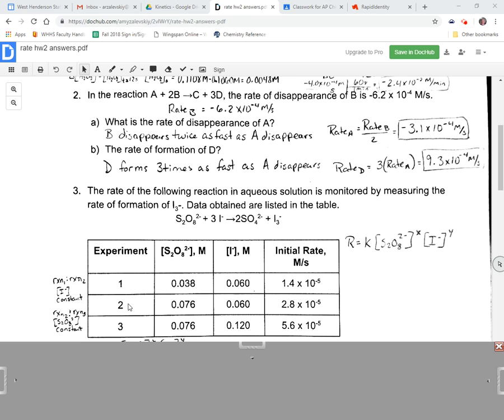I also noticed that comparing reaction 2 and reaction 3, that the amount of this S2O8 negative is going to be constant. And so that will cancel out.